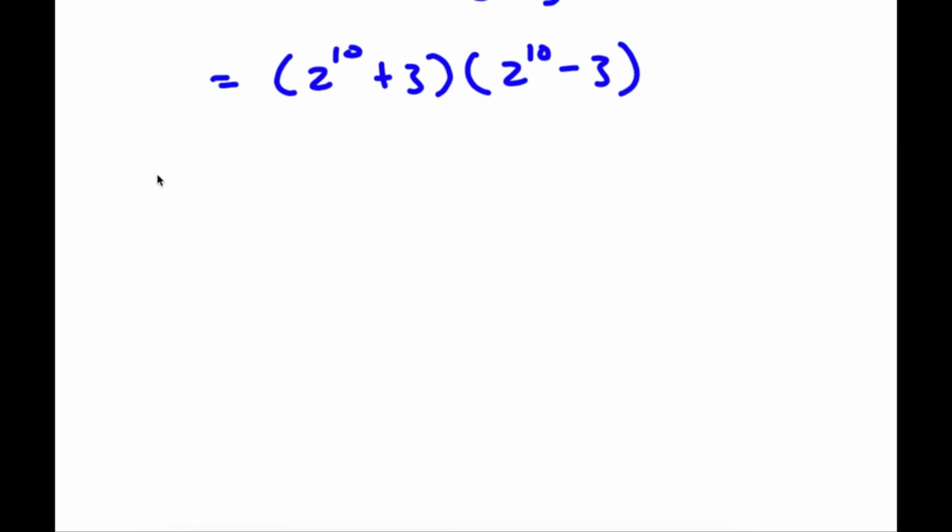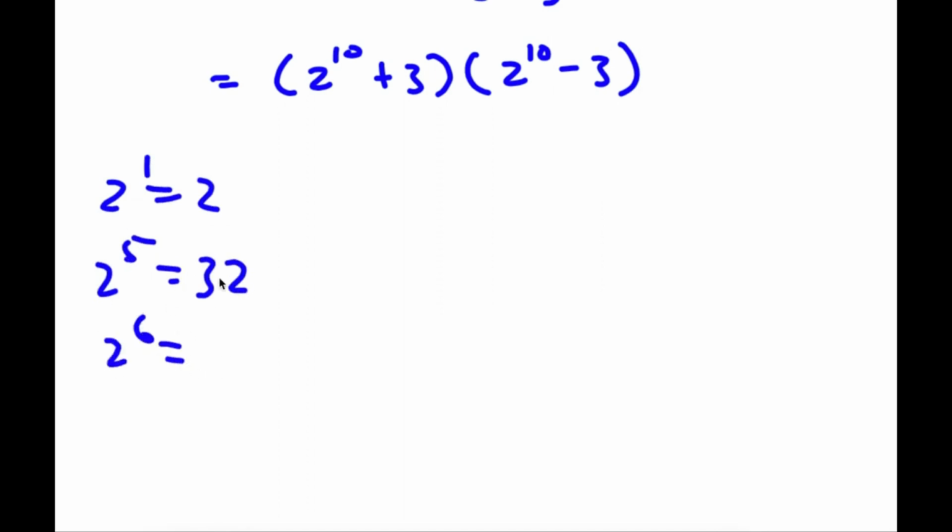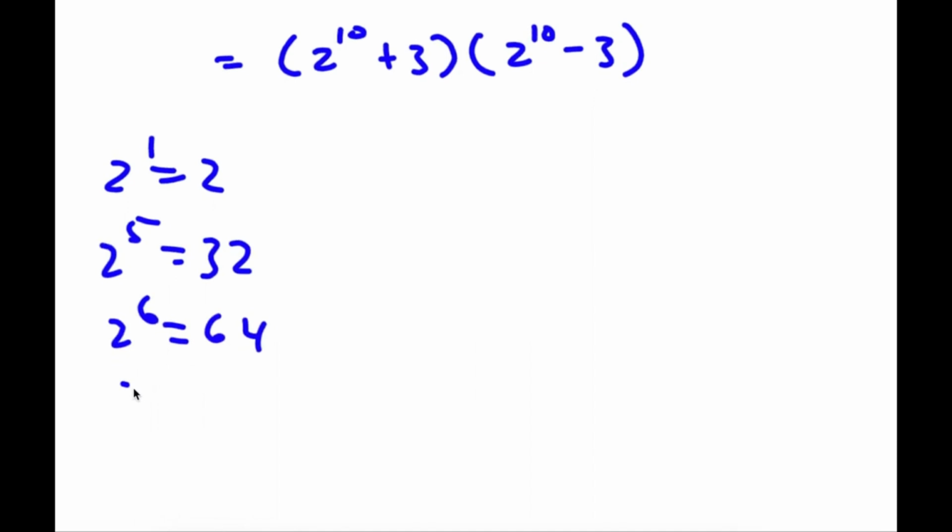Now 2 to the power of 1 is equal to 2, and 2 to the power of 5 is equal to 32. So 2 to the power of 6 is equal to double of 32, 64. 2 to the power of 7 is equal to double of 64, which is 128.